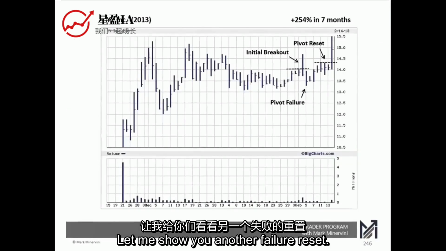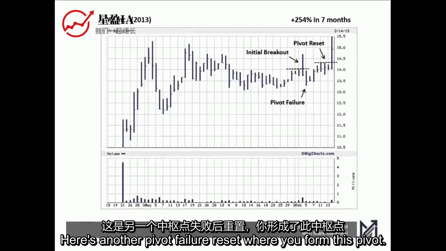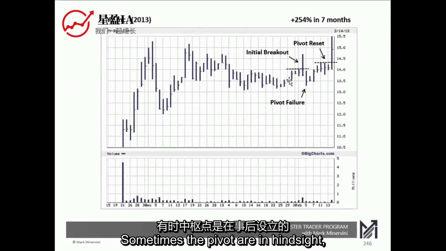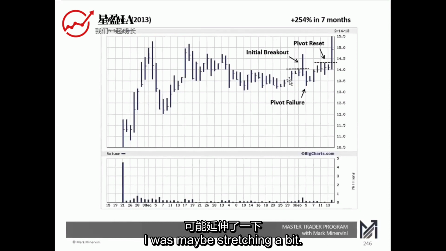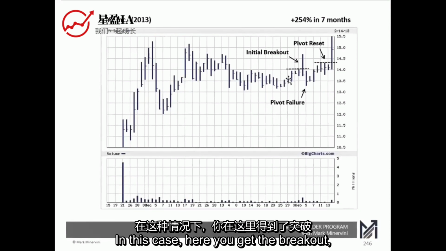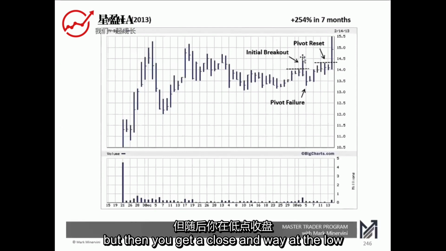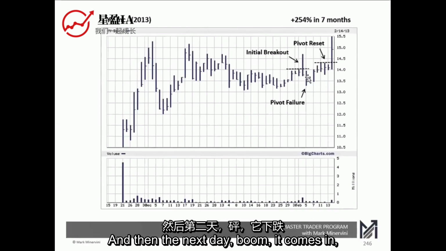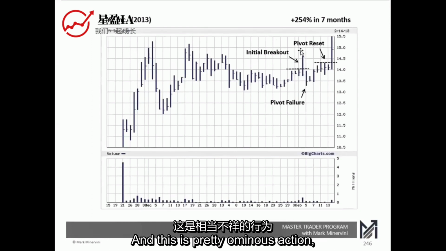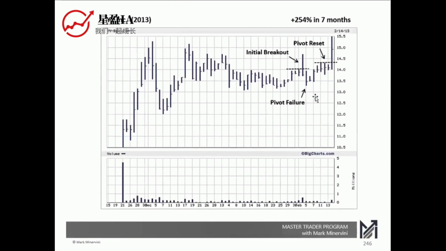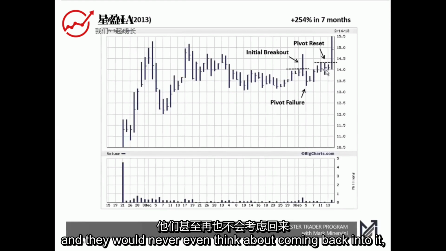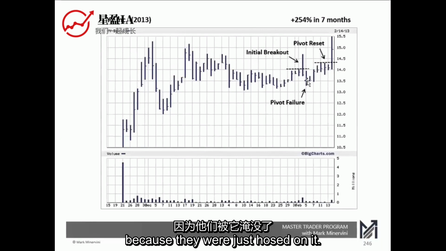Let me show you another failure reset. So here's another pivot failure reset where you form this pivot. And sometimes the pivots, in hindsight, you look and you go, that wasn't the best pivot. I was maybe stretching a bit there. It was a little sloppy. In this case, you get the breakout, but then you get a close way at the low, and you get a big reversal. And then the next day, boom, it comes in and takes out the low in the pivot. This is pretty ominous action, but it comes right back and retightens up, and then it breaks out from here. So a lot of people would get knocked out of this, and they would never even think about coming back into it because they were just hosed on it.